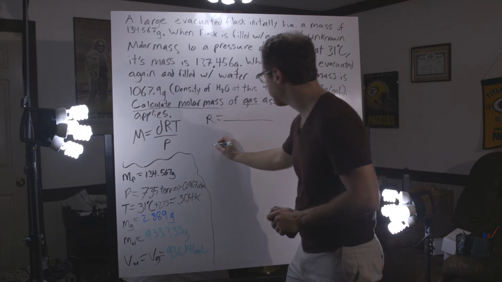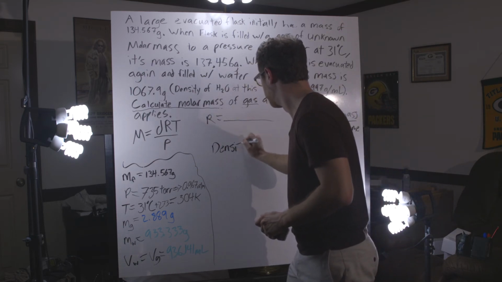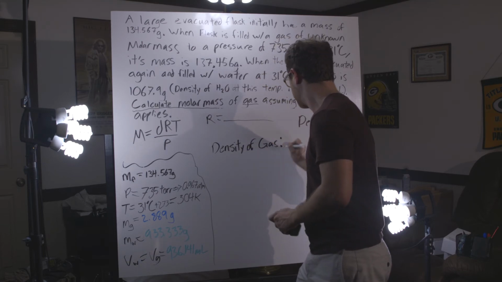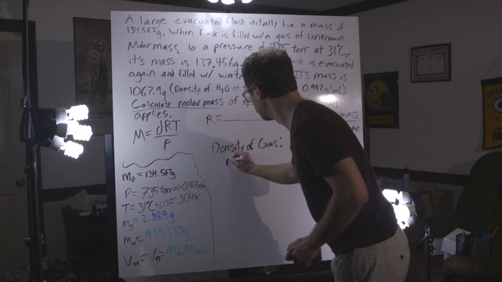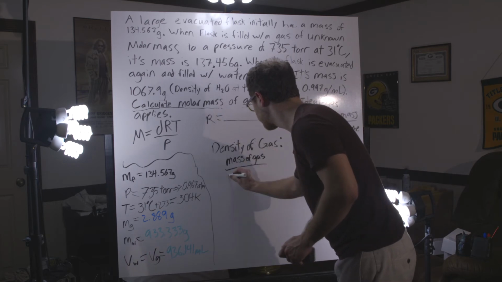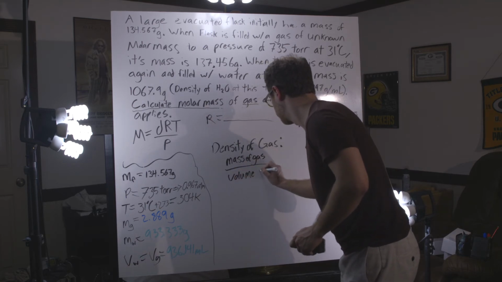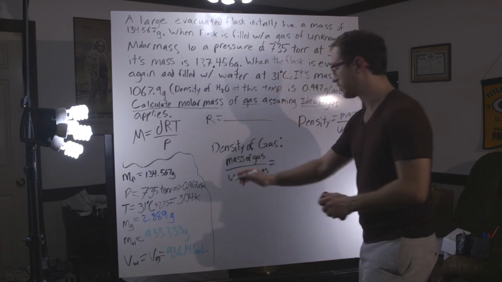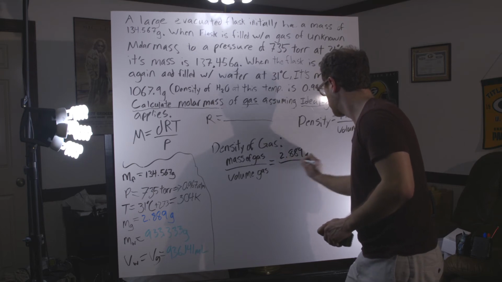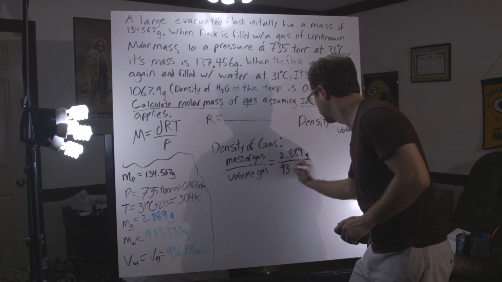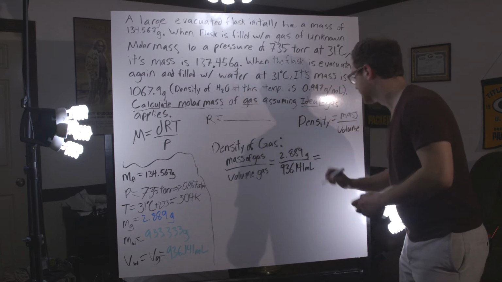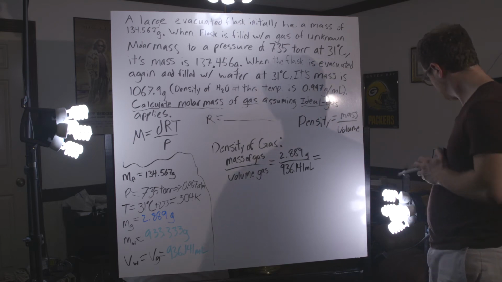So we're going to find the density of the gas. Doing that, we'll take the mass of the gas over the volume of the gas, which will be 2.889 over 936.141 milliliters.